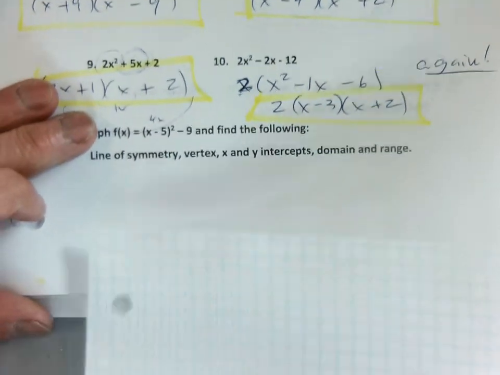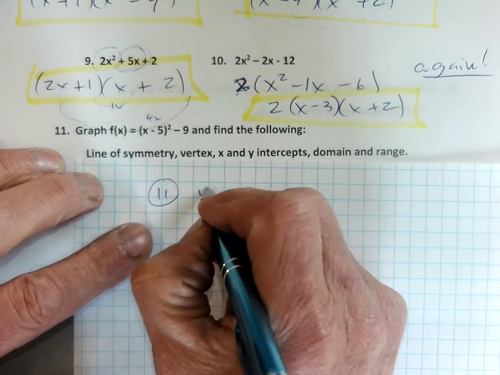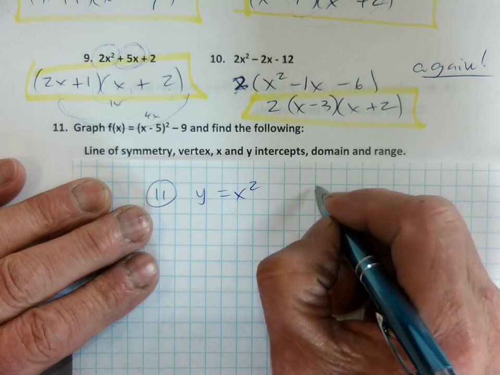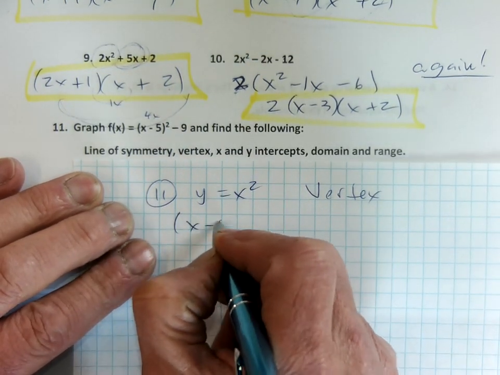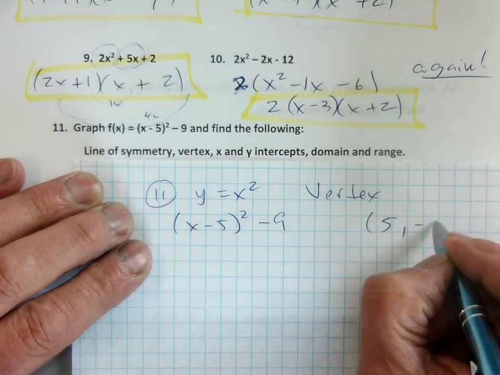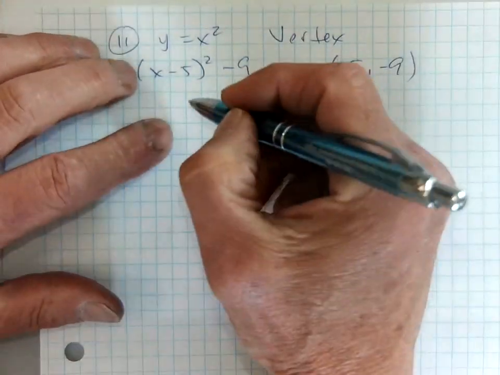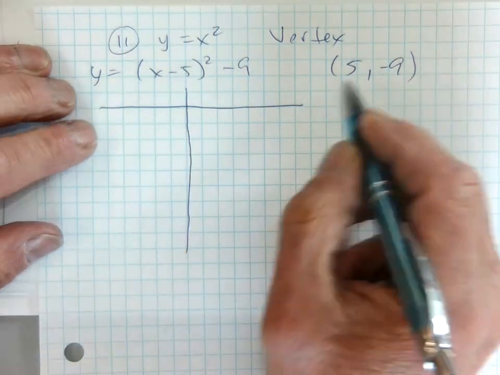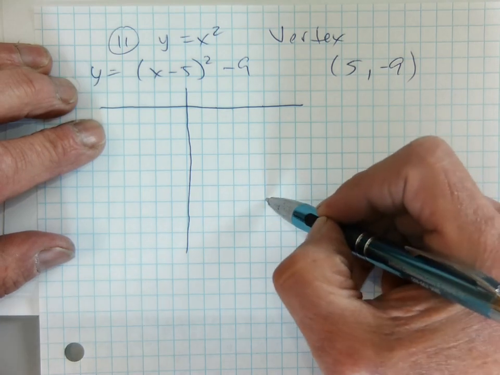So I know that it is like y equals x squared, except for it's been translated. So it's been translated. I know the vertex now is at 5, -9. Okay, so I'm going to do a translation. So let me go ahead and try and graph this in. There's my vertex, right? So 1, 2, 3, 4, 5, 1, 2, 3, 4, 5, 6, 7, 8, 9.